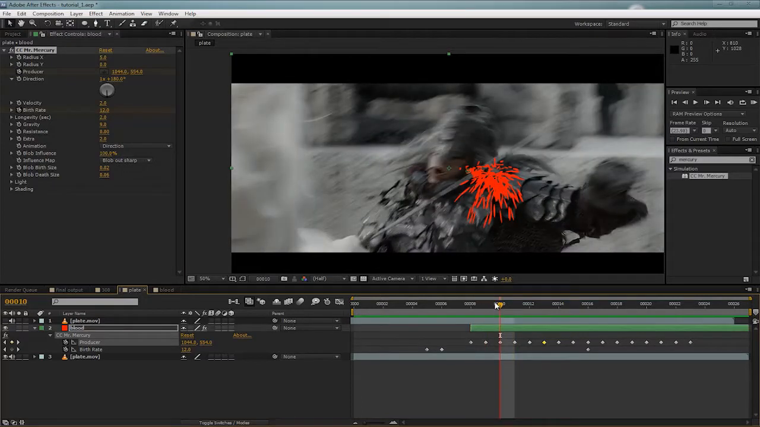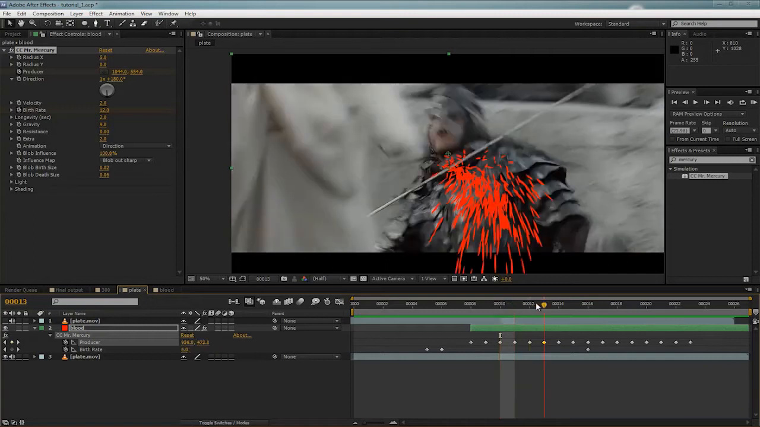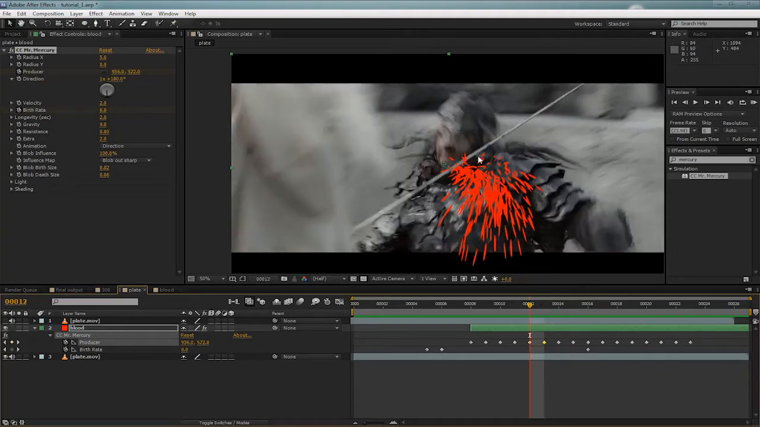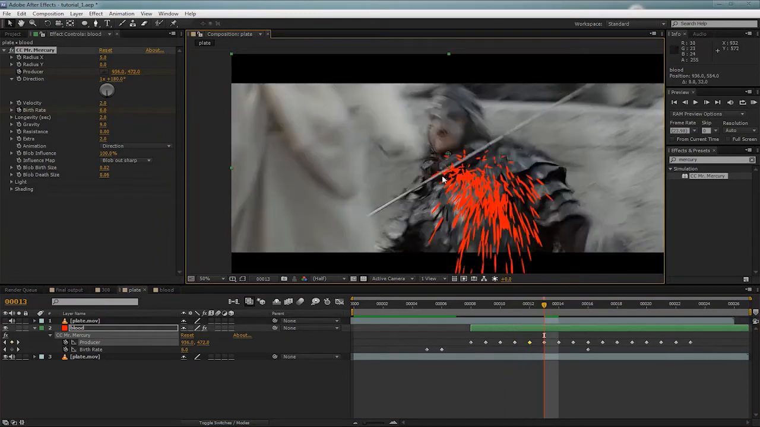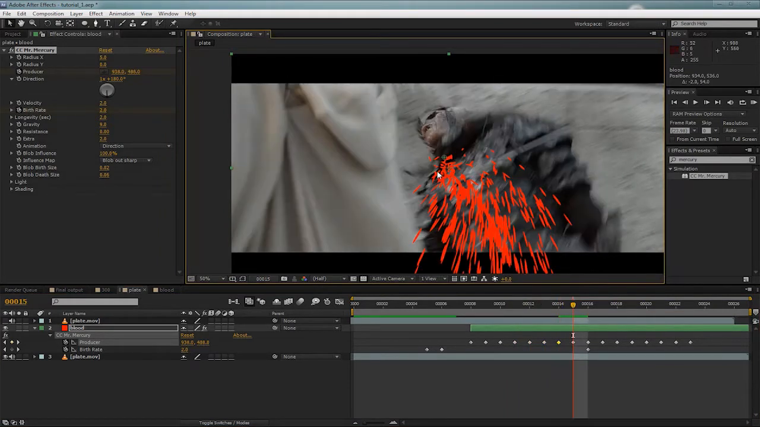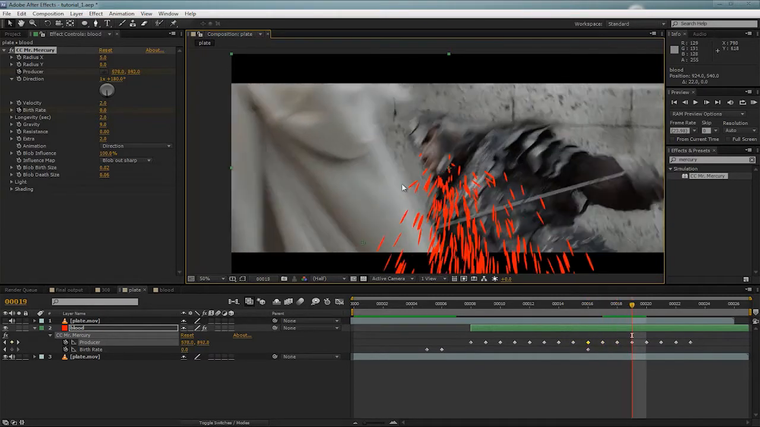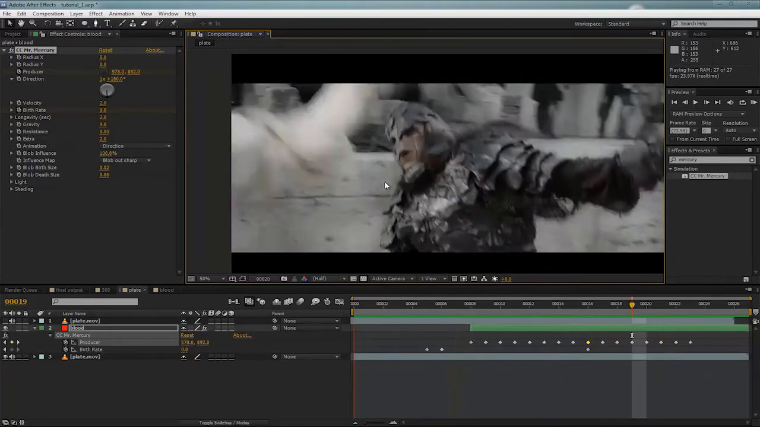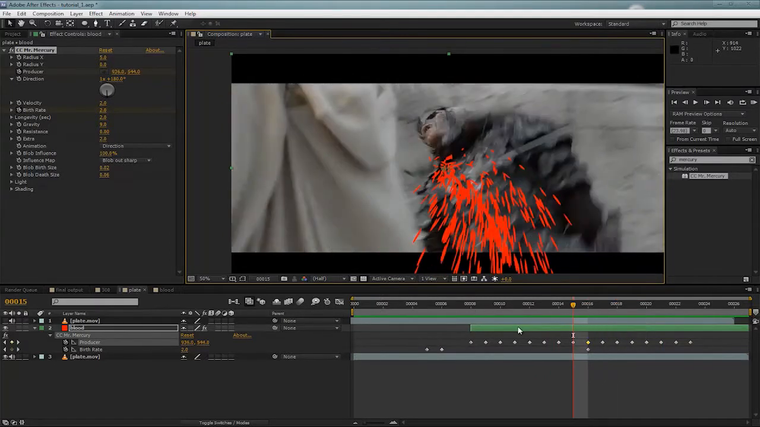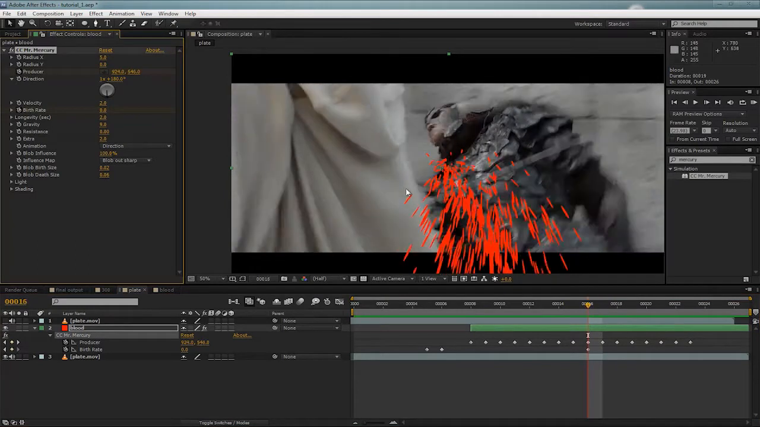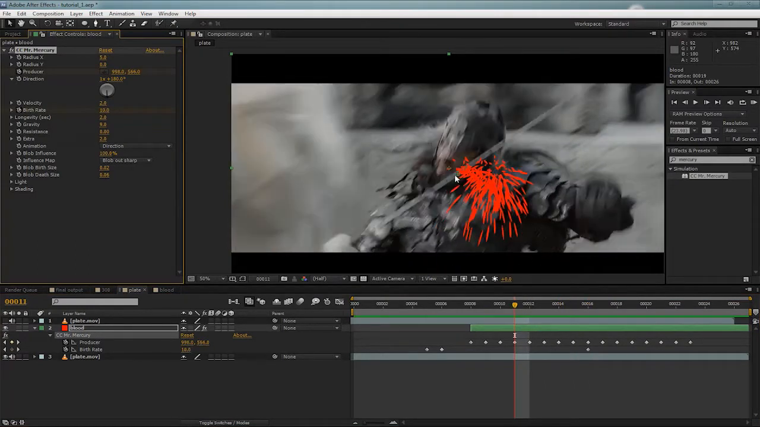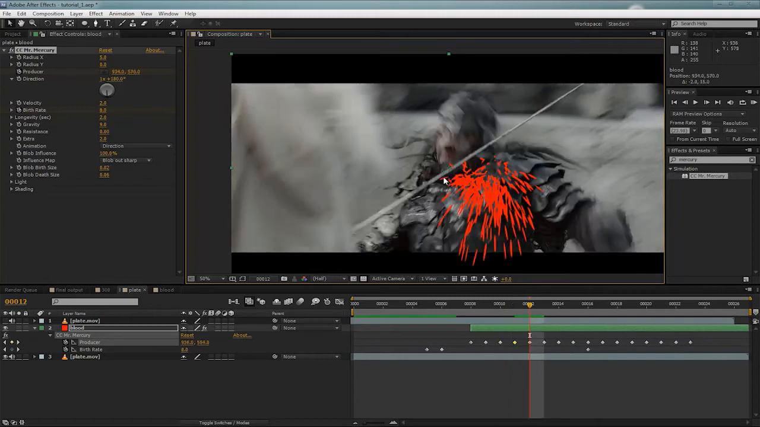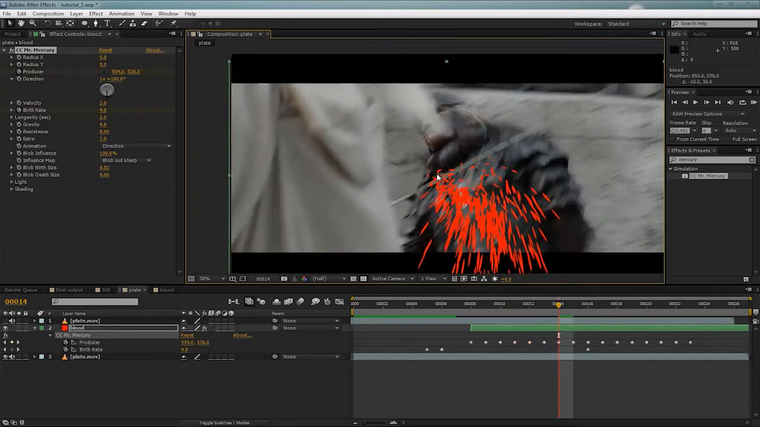But the main thing of getting this blood to look good is trying to master the position of the producer, which is very difficult to do. Looks like it's too high at the moment. Doesn't look like it's coming from where the sword was. That's looking better. Still does look like it's a bit high. I want it to look like it's meeting right where the sword is.